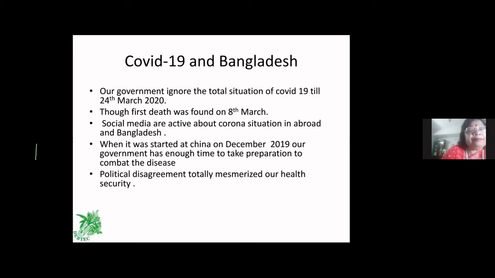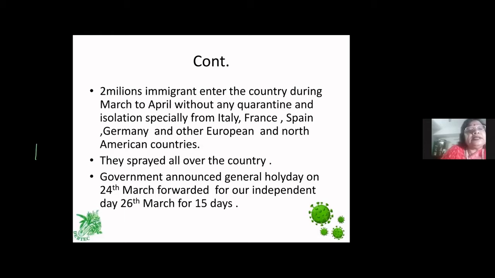And then 2 million immigrants entered the country from March to April without any quarantine and isolation, especially from Italy, France, Spain, Germany, and other European and North American countries. They spread all over the country. The government announced a general holiday on 24th March, extended through our Independence Day, 26th March, for 15 days.